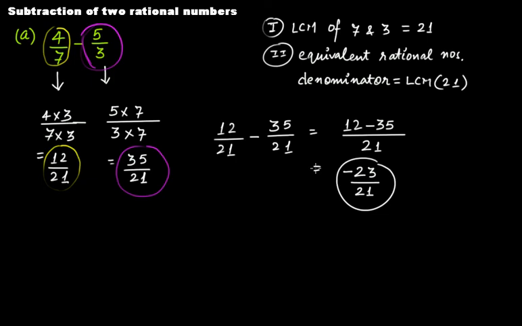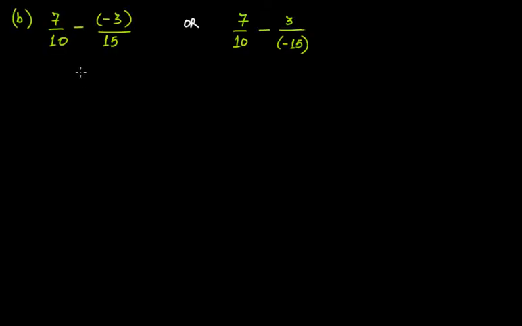So this is the answer. In this case, we have 7 over 10 minus, within the bracket, minus 3 over 15. So the numerator is negative. Or if it was 7 over 10 minus 3 over minus 15. What's the difference between these two problems? The only difference is here the negative sign is with 3, that is the numerator, but here the negative sign is with the denominator, with 15.